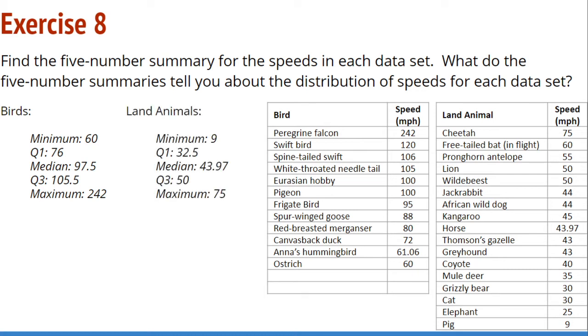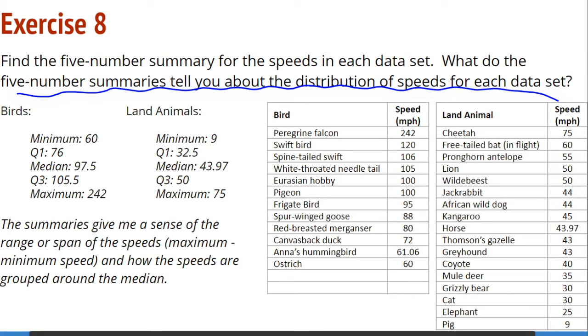For the land animals, we have a minimum of 9, a maximum of 75. Quartile 1 is at 32.5. Quartile 3 is at 50. And the median is at 43.97. Now, what do the 5-number summaries tell us about the distribution of speeds for each set of data?